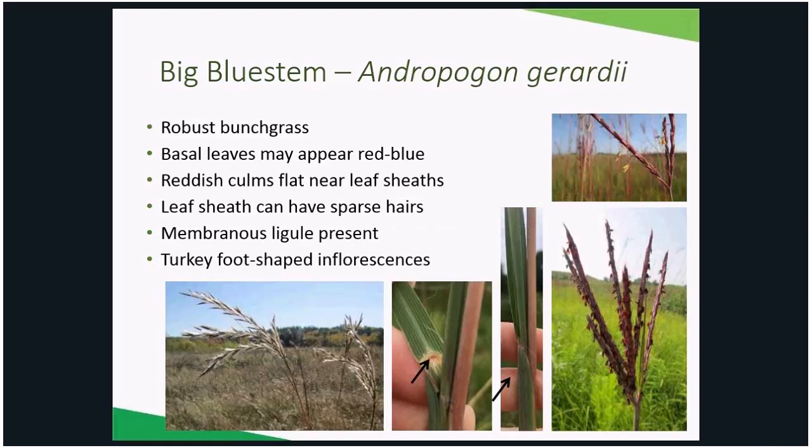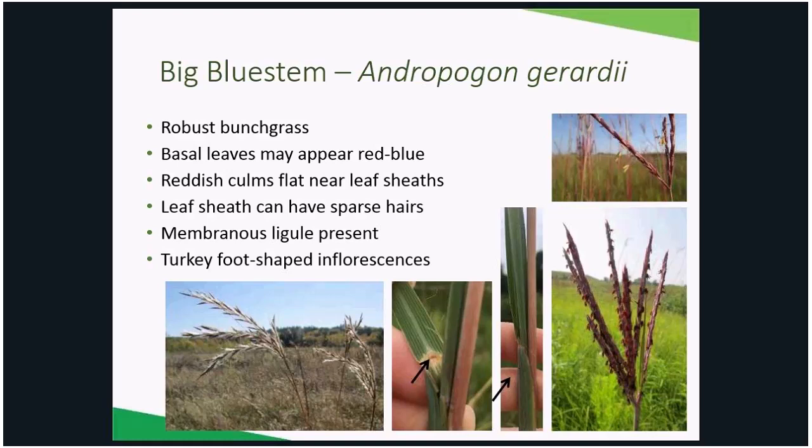The leaves that are growing towards the base of the grass can be a little bit red in color, red-blue as we like to say, but what really looks red on this grass is the culms or the stems. You can see that in this picture here, that very red stem, and in this photo as well. Sometimes the leaf sheath can have some sparse hairs that you can see here, and it does have a membranous ligule, again, that we can point out.